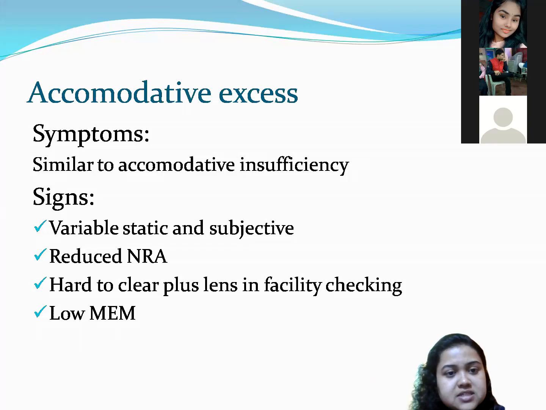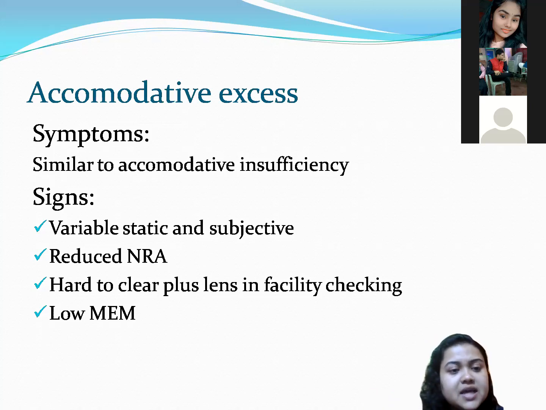Accommodative spasm means there is too much accommodation. Just think that the patient has utilized 100% of his accommodation. That is accommodative spasm, and he cannot come back to normal. But accommodative excess is a different one. Why different? Because the patient is over accommodating, and he can also come back to normal easily. You need not make so much effort.